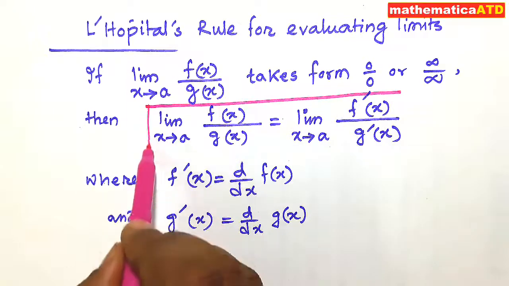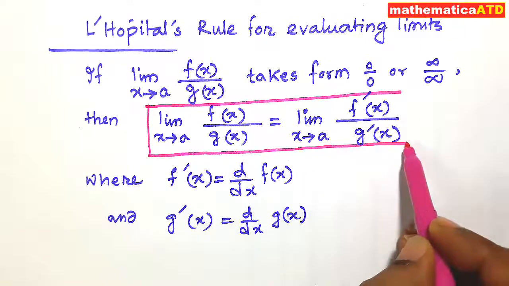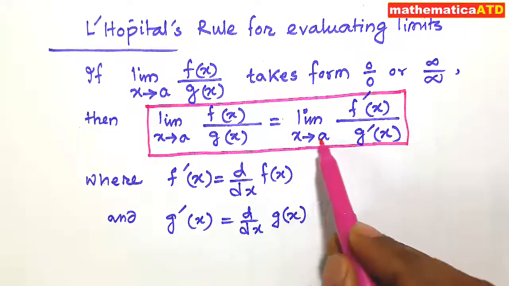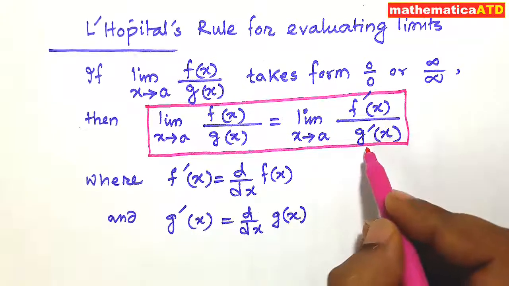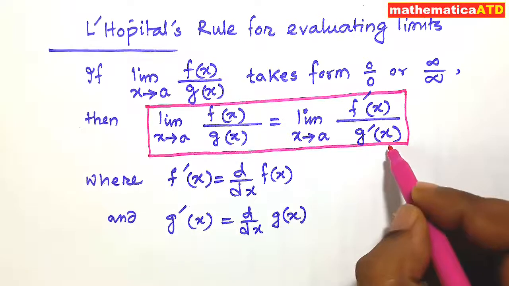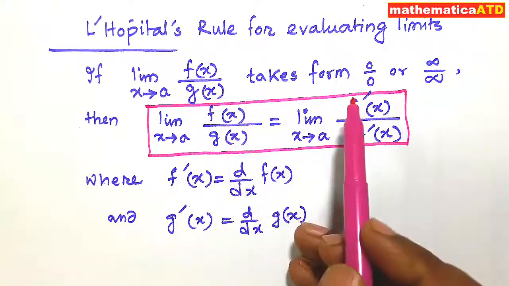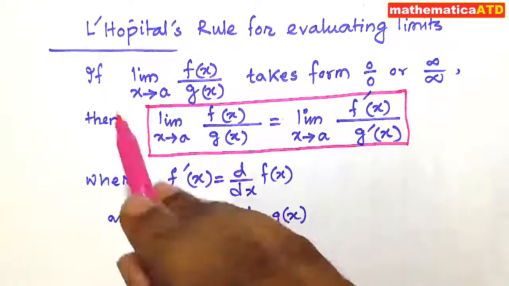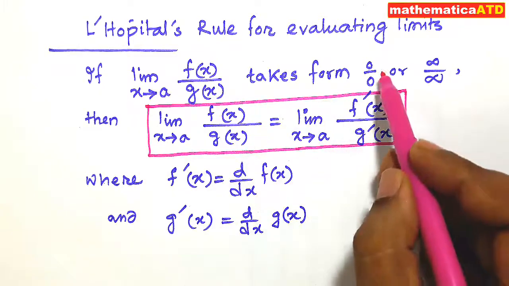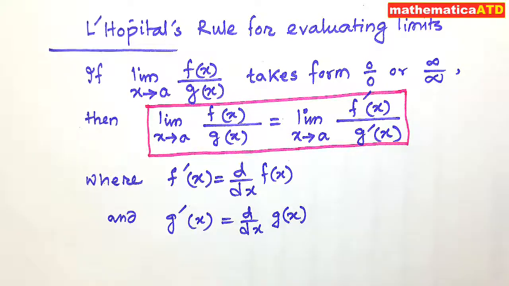Again I repeat the rule: limit x tends to a of f(x) divided by g(x) is equal to limit x tends to a of f dash of x divided by g dash of x, where g dash x is not equal to 0, and we shall use this L'Hospital rule only when f(x) by g(x), that means the type of the limit, is of the form 0 by 0 or infinity by infinity. Now the first example is this one.